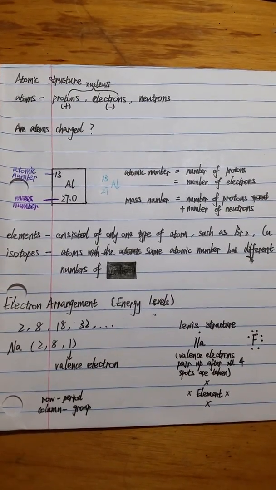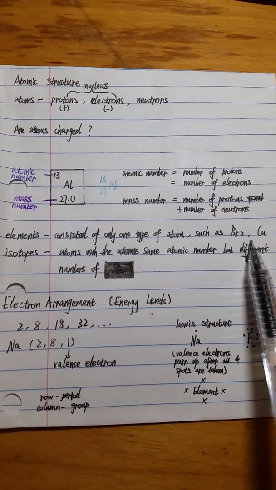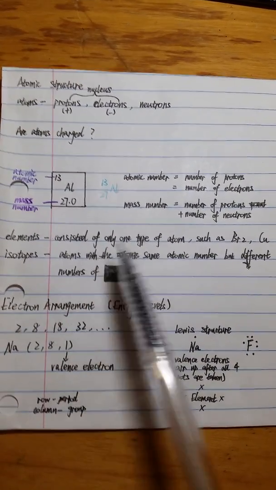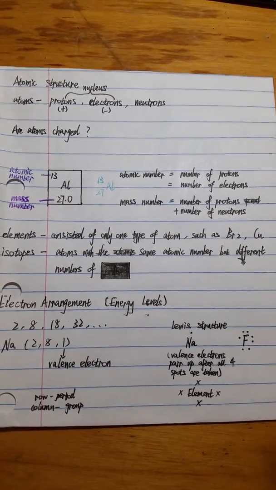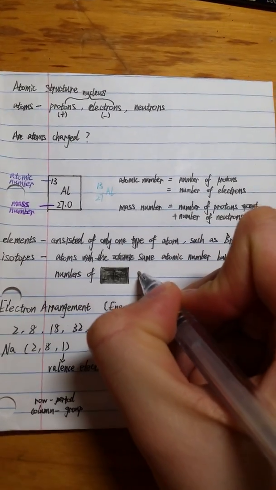Elements consist of only one type of atom, such as Br2 or Cu, copper. Isotopes are atoms with the same atomic number, but different numbers of what? Neutrons.